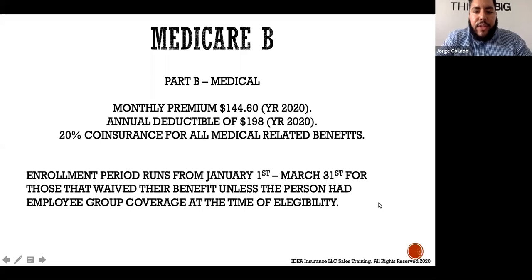The only exception to that is if they are losing any employer group coverage at the time of eligibility, or if they waived the B because they were still working. Then, in addition to the Part B application, they have to fill out an employer application form saying that they had coverage also, and that's why they waived the Part B. So just a couple of things there about Part B.